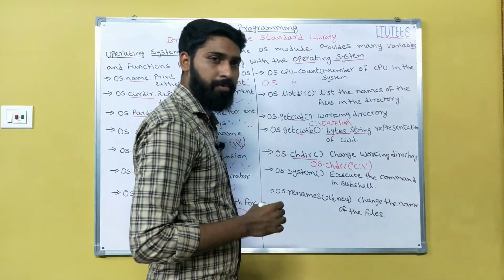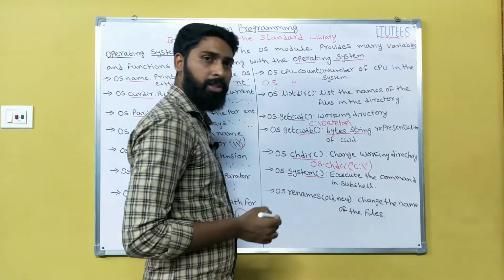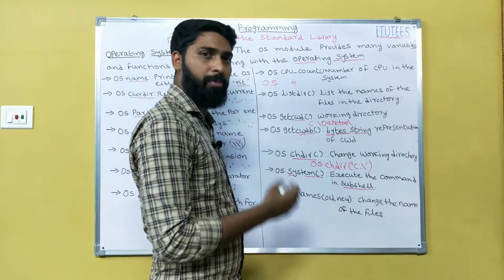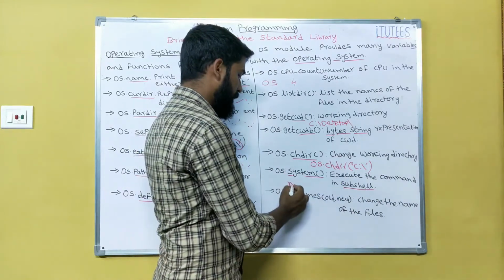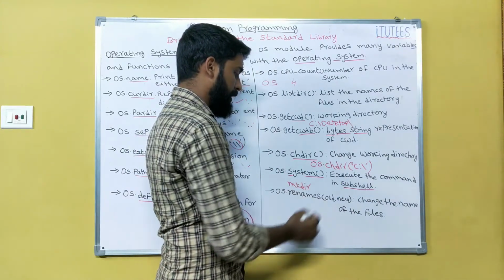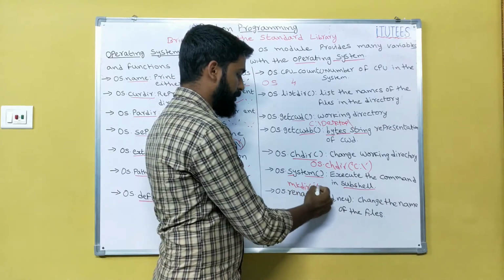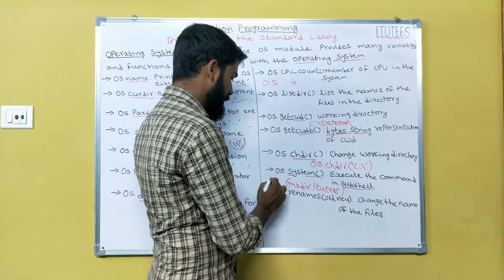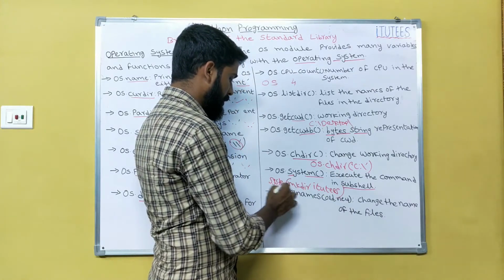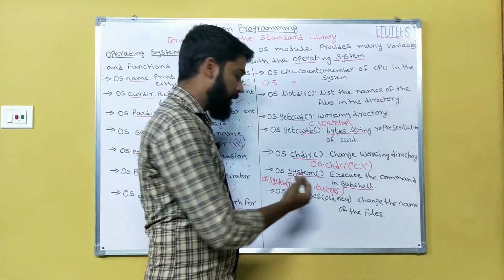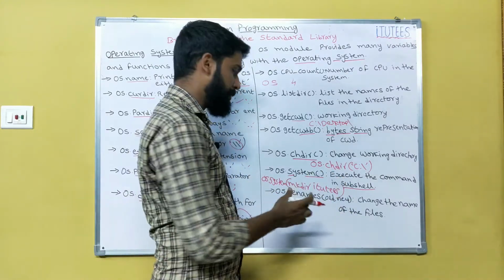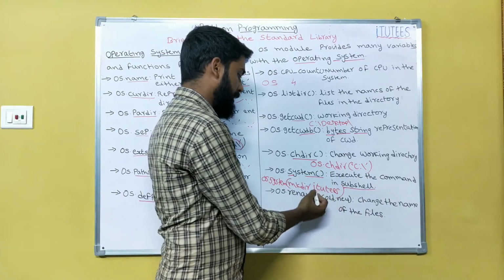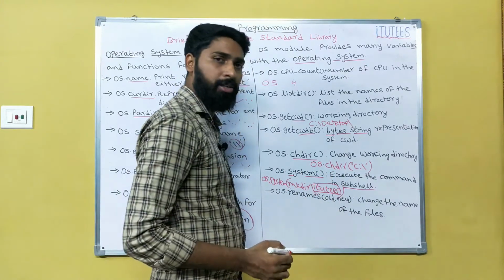os.system: by using this system function, you can execute commands in a subshell. For example, I want to make a directory. Then I can write mkdir, and the directory name is, for example, iTuties. Now I can give this in system: os.system mkdir iTuties. That means now in C drive we are going to create a directory, and the folder name is iTuties.